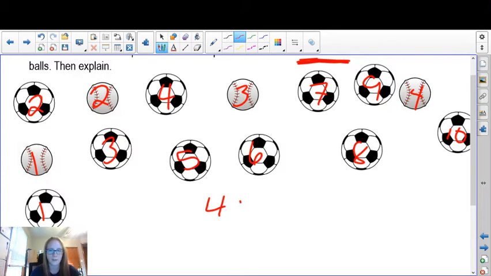So 4 to 10. But it also asked me to write it in simplest form.